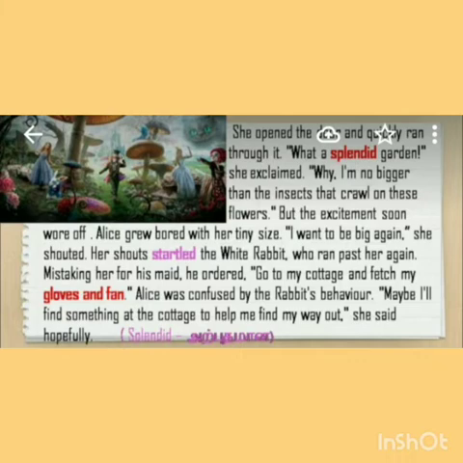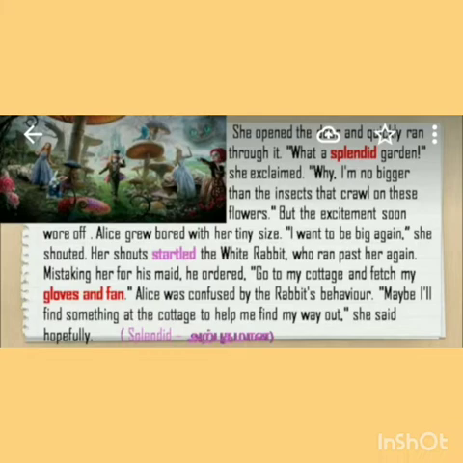So what happened? She's shouting. Why is she shouting? Because she wants to become a big one. Okay. Her shout startled the white rabbit, who ran past her again. So it is going, it is passing her. Mistaking her for his maid, he ordered.